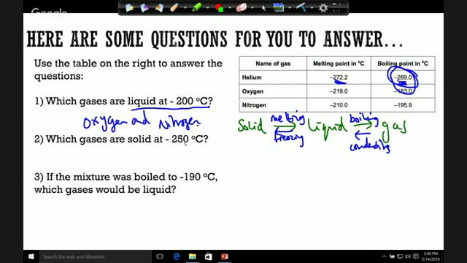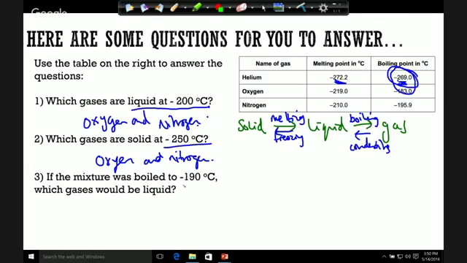This question says, which gases are solid at minus 250 degrees? Well, that would be oxygen and nitrogen. Because if you look over here, the melting point of helium is much lower, okay? And that's the point where it's going to be melting or freezing and turning from a liquid to a solid. So at minus 272, you'd get the helium turning into a solid. However, at minus 219 and minus 210, this is where you'd get the point it would be turning into a solid. So the gases that are solid at minus 250 would be oxygen and nitrogen.